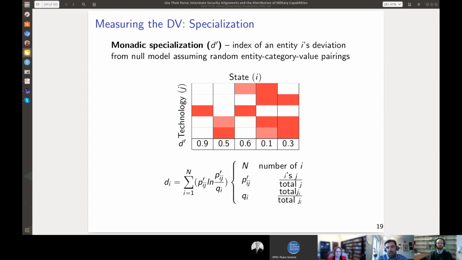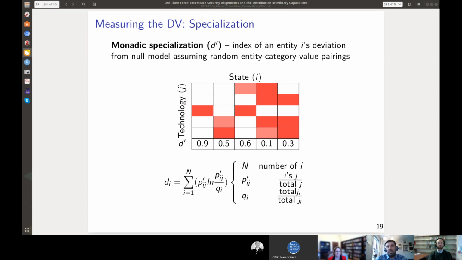So if you have 11 out of the world's 20 aircraft carriers, like the United States does, you have a really, really dark red square there because there's not a lot of aircraft carriers in the world. As opposed to if you have 10,000 of the world's main battle tanks, there's a lot of other countries that have a lot of those. So it's not as impressive or as specialized for you to have that asset. So that gives us a D prime score for every country.